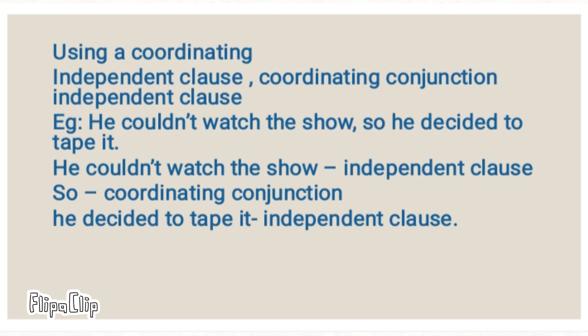Now let's look at the sentence using a coordinating conjunction. Independent clause, comma, coordinating conjunction, then independent clause. He couldn't watch the show, so he decided to tape it. He couldn't watch the show is an independent clause. Along with that, we put the coordinating conjunction, which is so. After that, we put another independent clause, which is he decided to tape it.